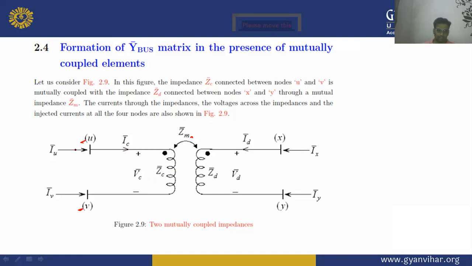The current injected at node U is IU, at node V it is IV, at node X it is IX, and at node Y it is IY. IC is the current flowing through the impedance ZC, and ID is the current flowing through ZD. Similarly, the voltages across the two impedances are VC and VD respectively.